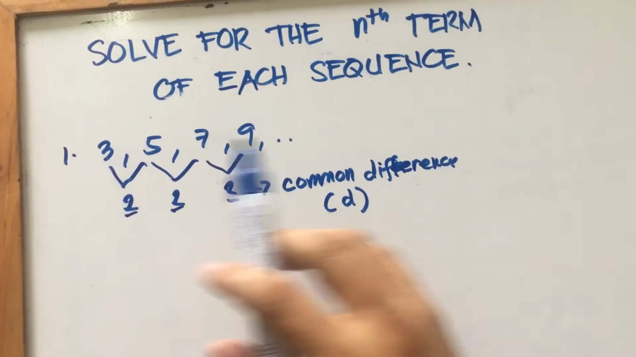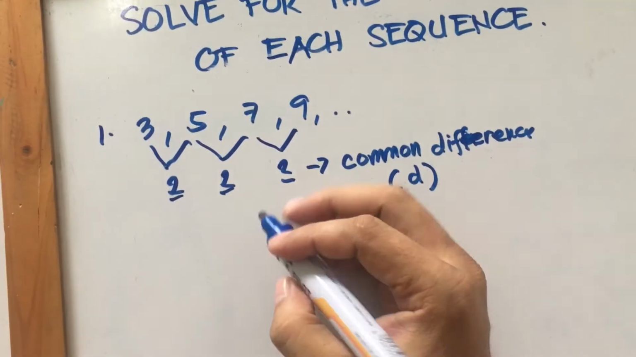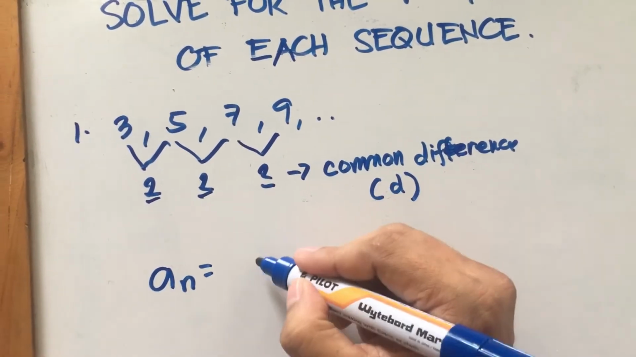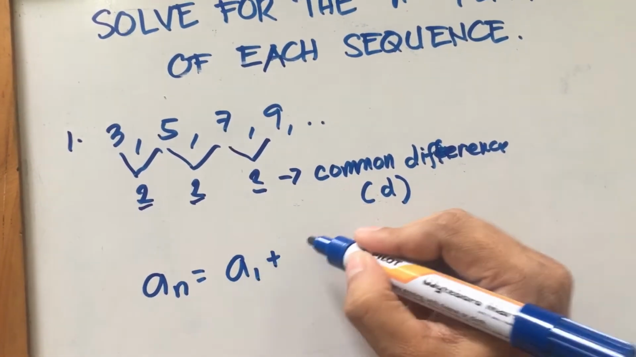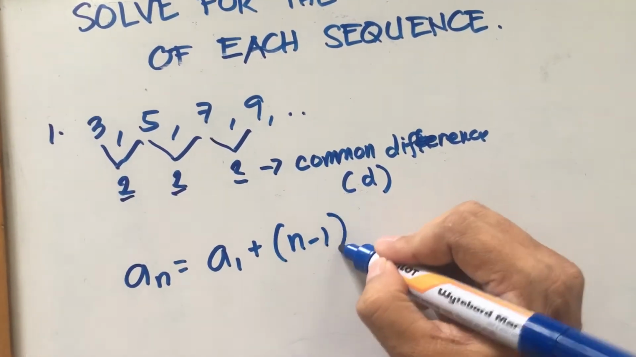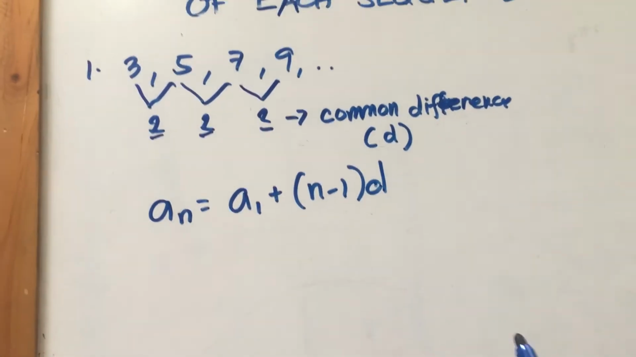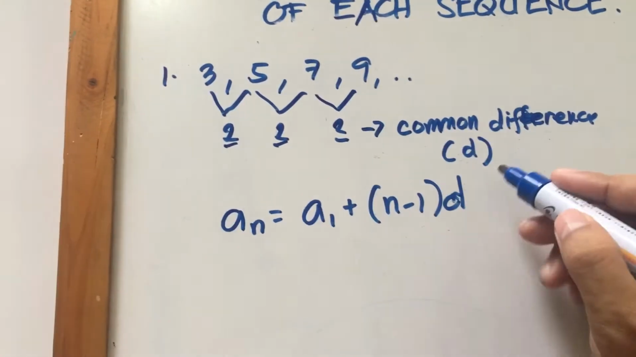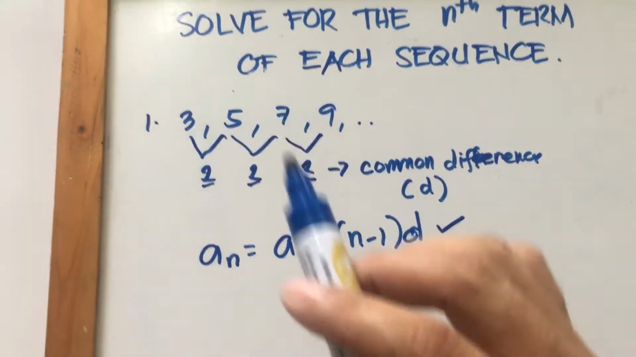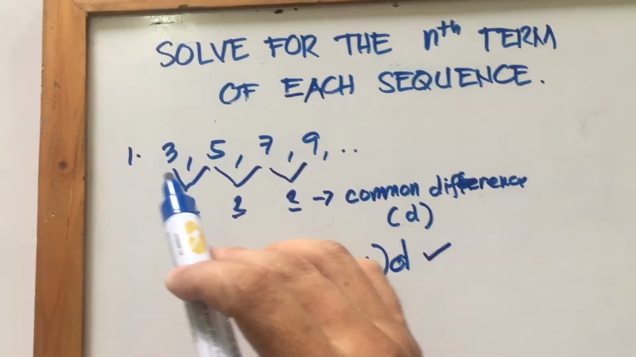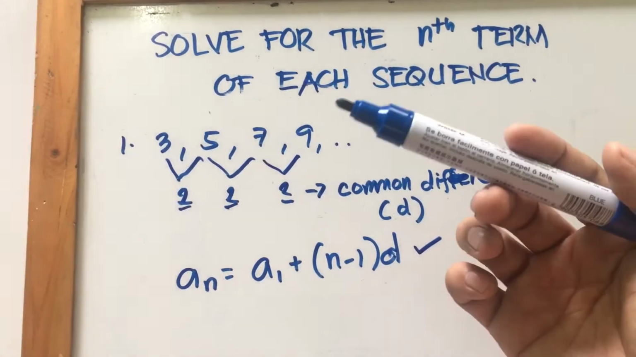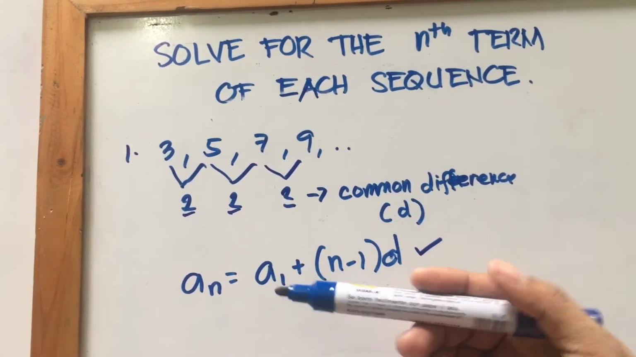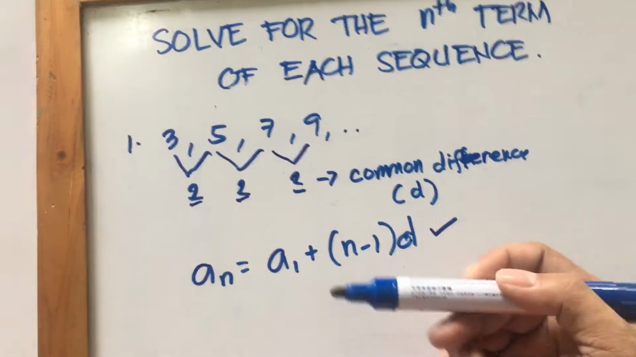Now, since this is an arithmetic sequence, and we all know the formula to solve for an arithmetic sequence is a sub n is equal to a sub 1 plus n minus 1 times d. Okay, where d is what you call the common difference. So this is the formula to solve for the arithmetic sequence nth term. So again, since the given problem is an arithmetic sequence, we are asked to solve it using the formula for arithmetic sequence. Okay, so let's start.